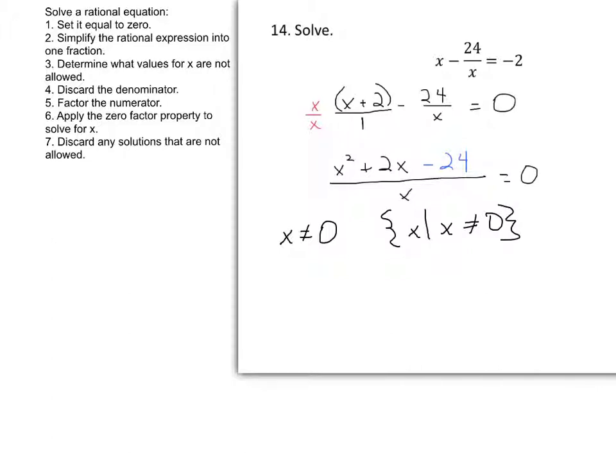And we circle that because at the end we're going to check our solutions against this and discard any solutions that are equal to 0. Okay, so we've determined that 0 is not allowed. Now we can discard the denominator and solve this problem.